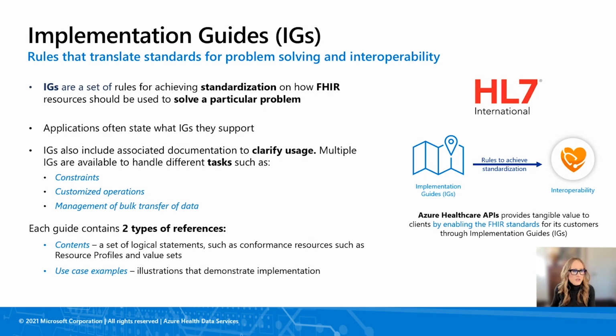And each guide contains two types of references. So we're going to have contents. What are the rules for this implementation? How should we move forward with this implementation? And specific use cases demonstrating an example of how the implementation would be deployed in theater.